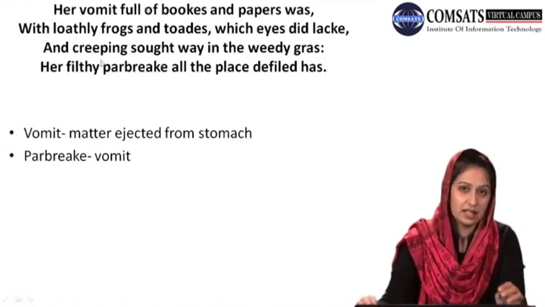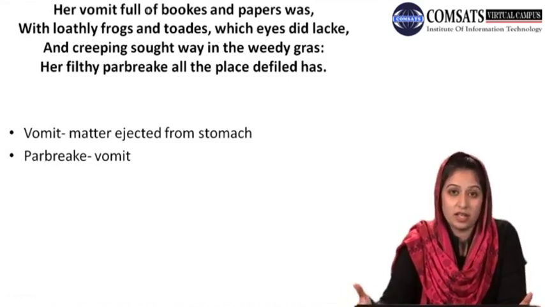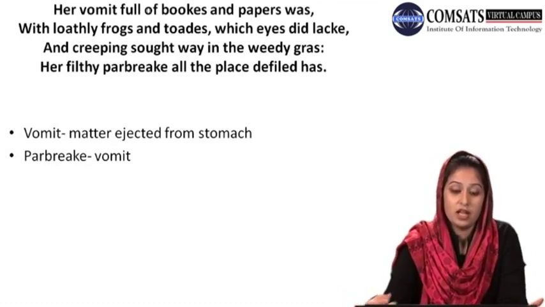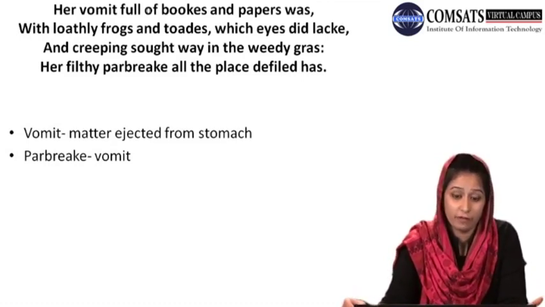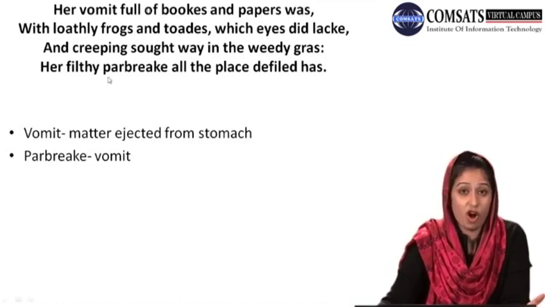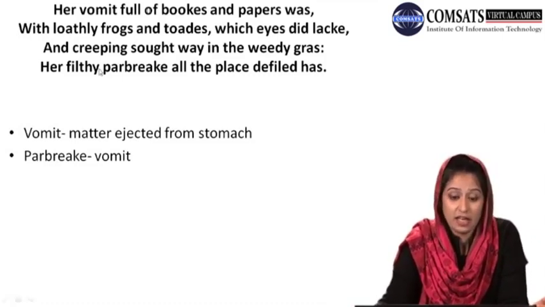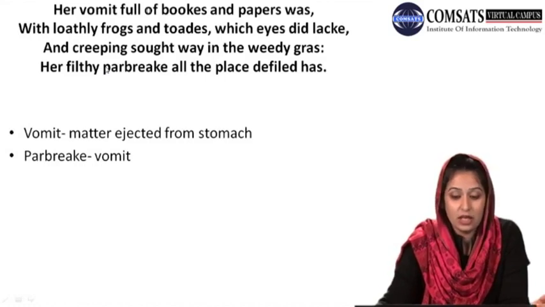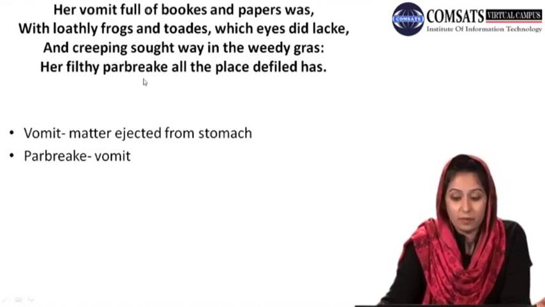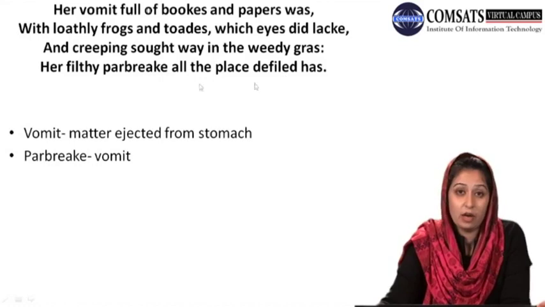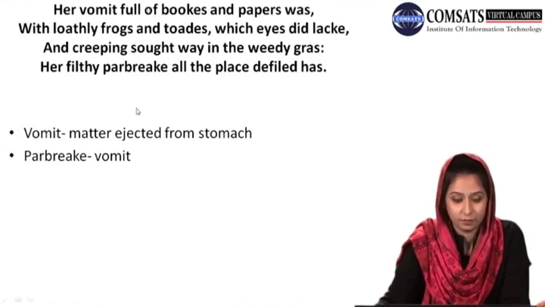And what did they do? Apparently it is a story of the monster and the knight: when the monster vomited out, that vomit carried pieces of raw meat and books and papers, and there were frogs and toads, all those things. Since the frogs and toads did not have any eyes, they started creeping into the grass nearby. "Her filthy fabric," fabric being the vomit, "all the place defiled has." It had made all the place filthy, dirty, and there was a foul smell everywhere.